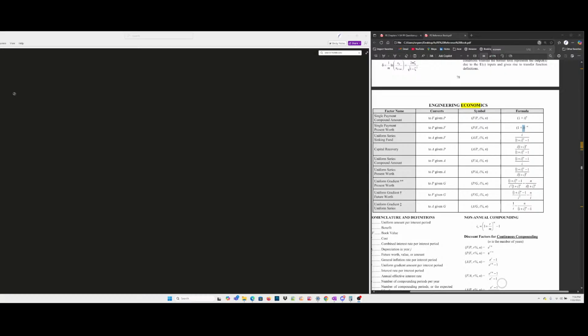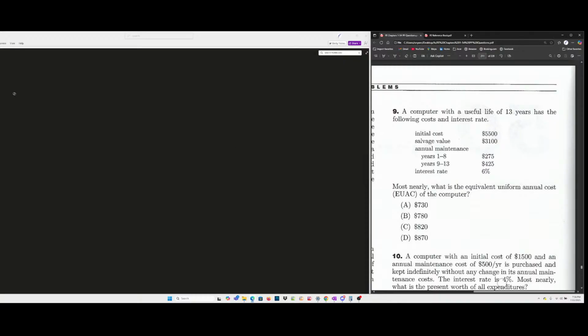And for today, we're gonna continue solving where we left off in the engineering economics for the FE. I believe we're in question 9. So let's go. In question 9, we have a computer with a useful life of 13 years that has the following cost and interest.